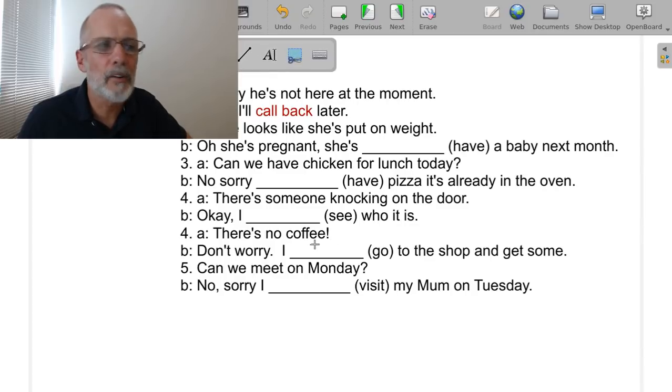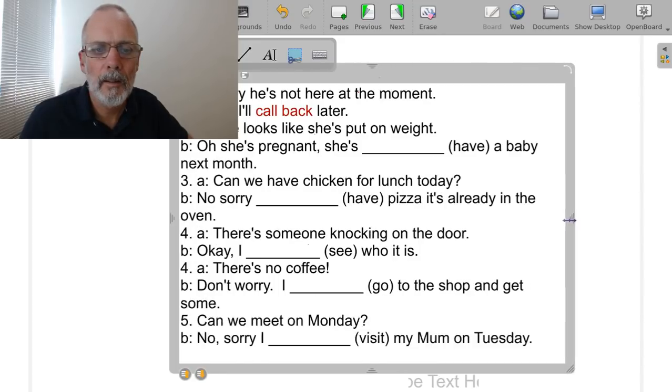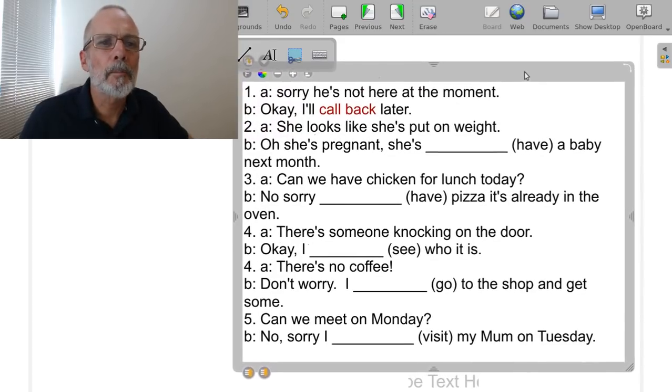So move a few things so that it fits on the screen. If we make that bigger, I think that's probably better.